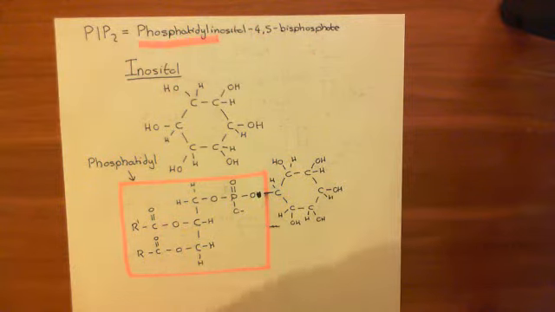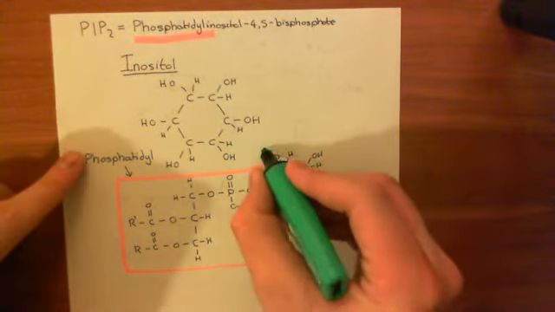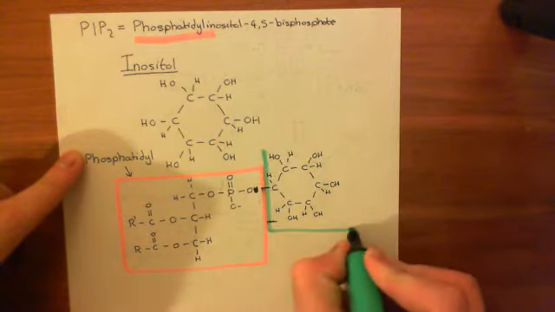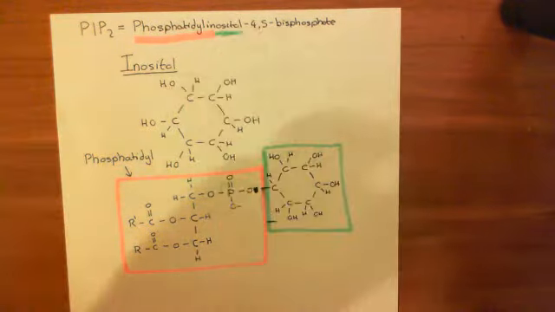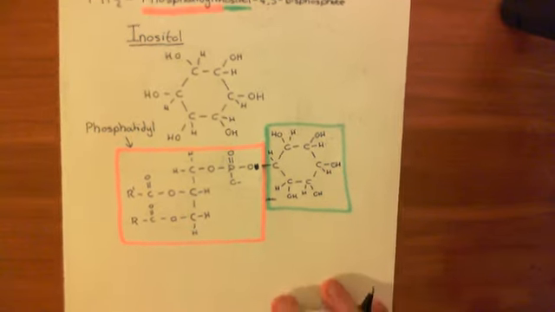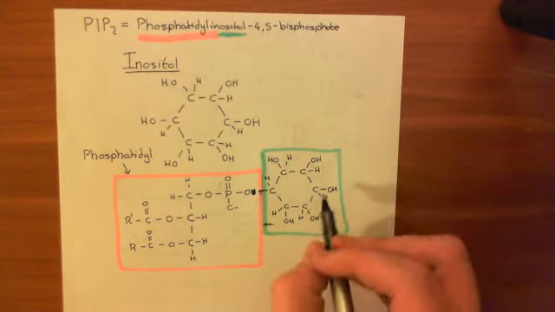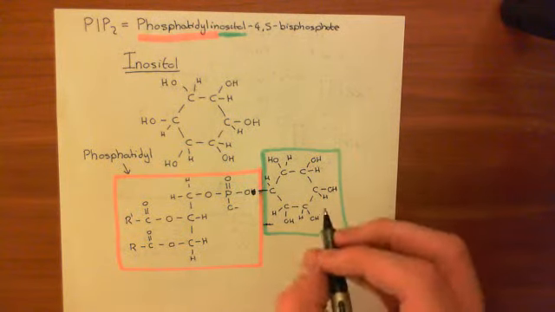Now, this group here that I'm adding on here is this inositol molecule that I've just described to you. So that's inositol here. And now we want to just add on 4,5-bisphosphate. So we just add on phosphate groups to the 4th and the 5th hydroxyl groups of this inositol molecule.